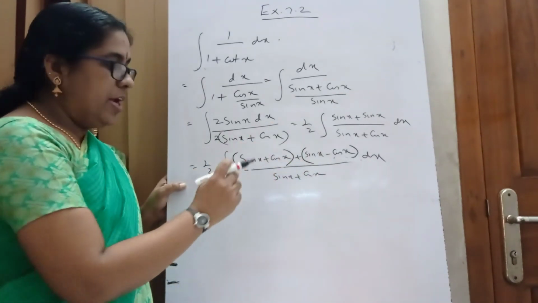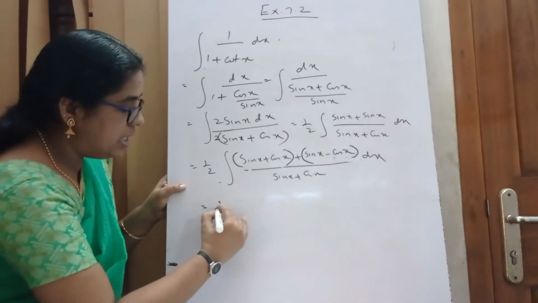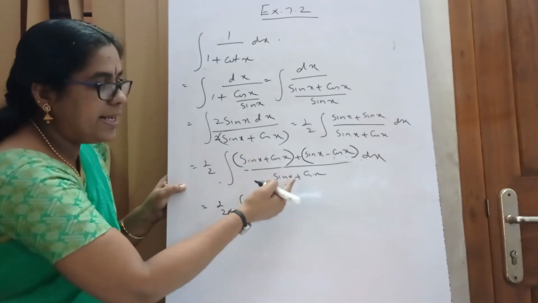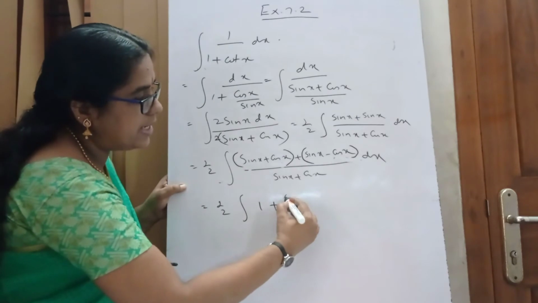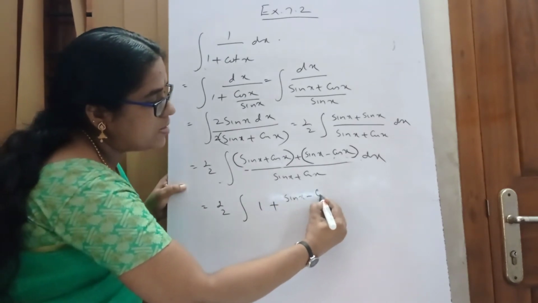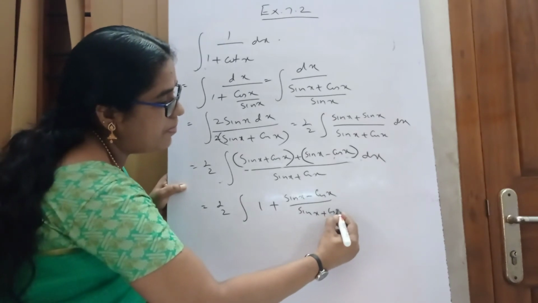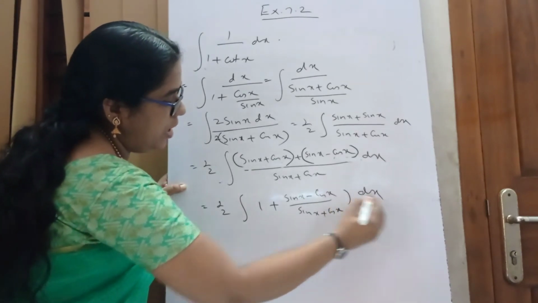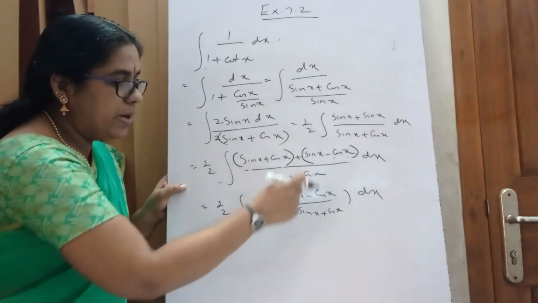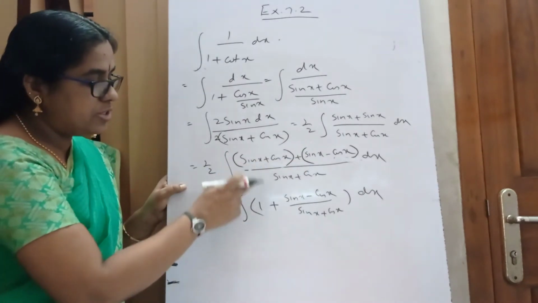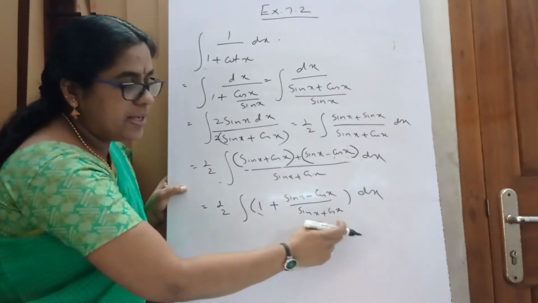Split the integral. Divide each term of the numerator by the denominator. Then you will get half into integral sin x plus cos x by sin x plus cos x becomes 1, plus the second term is sin x minus cos x divided by sin x plus cos x into dx. So the first term becomes 1, and the other becomes sin x minus cos x by sin x plus cos x.